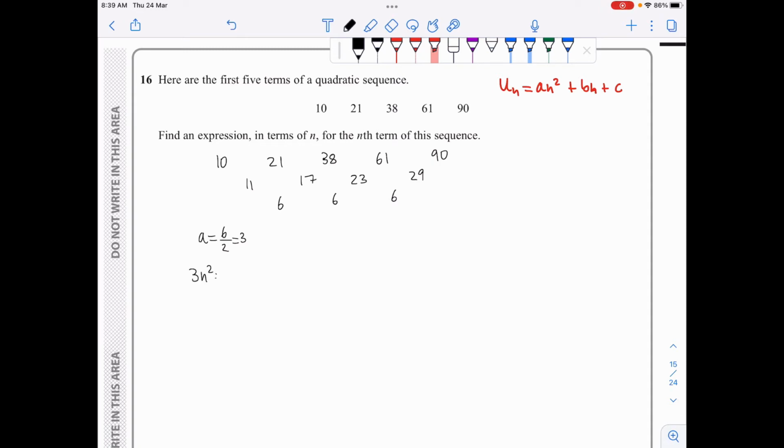So this is the first term, the second term, the third term, the fourth term, the fifth term. So when n is 1, 3n squared is 3. When n is 2, 3n squared is 3 times 2 squared, which is 12. When n is 3, 3 times 3 squared is 27. When n is 4, 3 times 4 squared is 48. And when n is 5, 3 times 5 squared is 75.